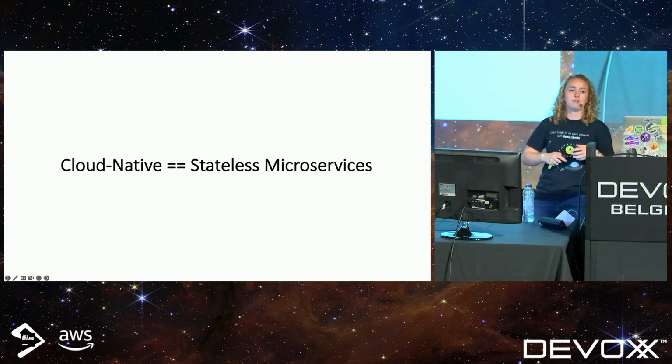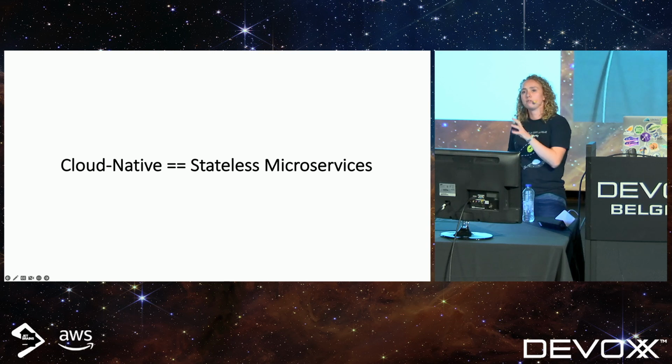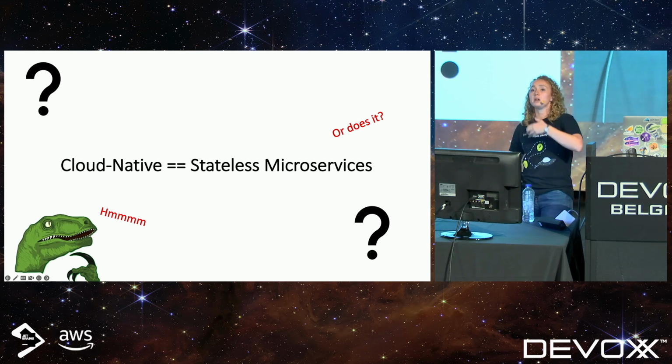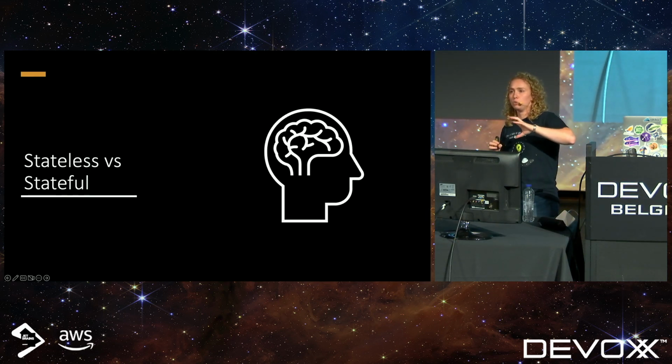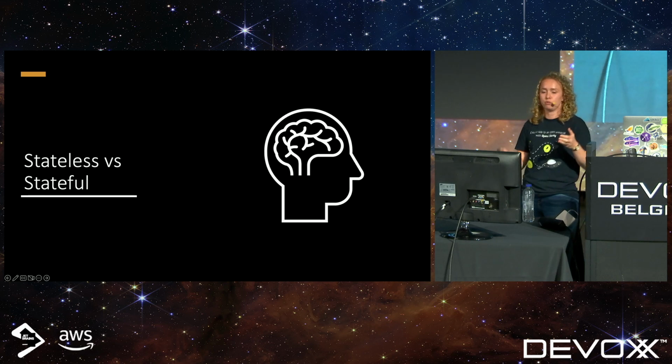And it means that we have this assumption that in order to build cloud-native apps, we have to have stateless microservices. And this is kind of where I'm wondering, well, is this strictly true? Do we have to be stateless all the way through our application in order to be effective on the cloud? But the first thing we need to do before we go into whether we can or not, whether we should or not, is what do I even mean when I'm talking about stateless versus stateful?